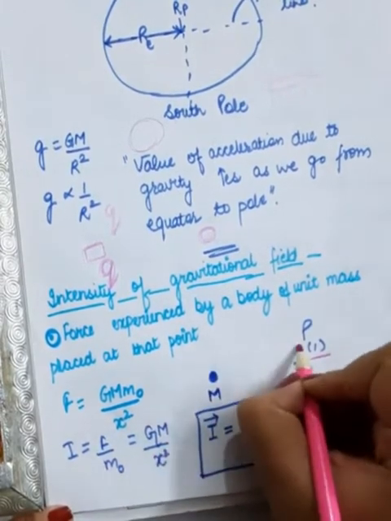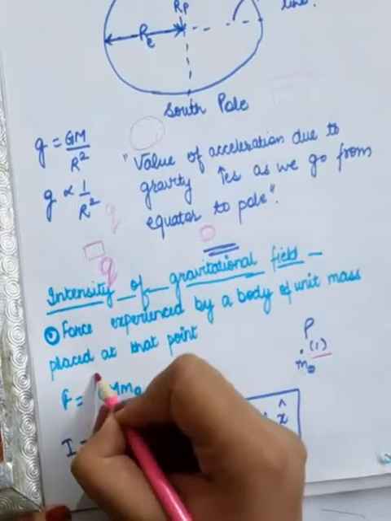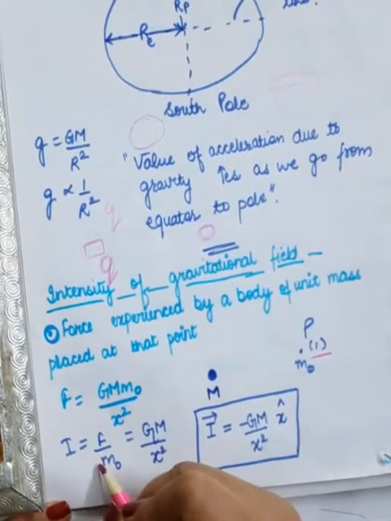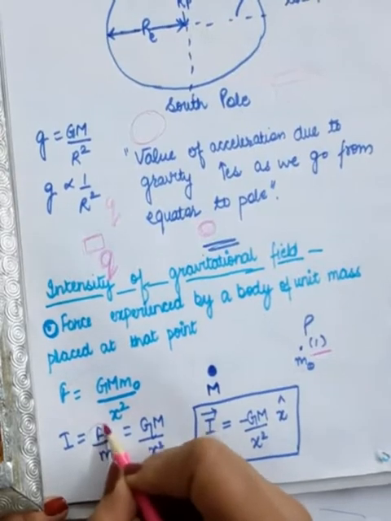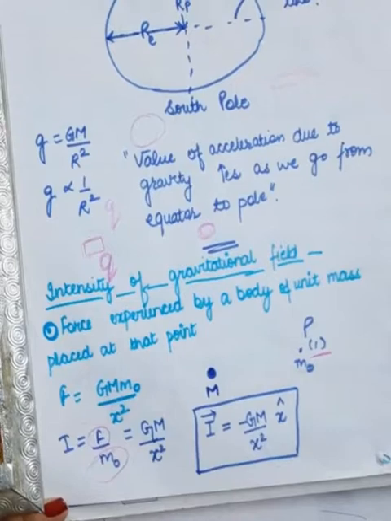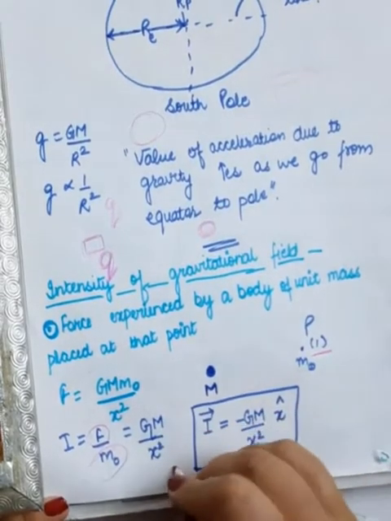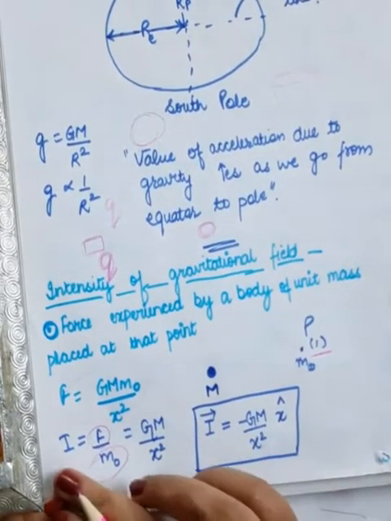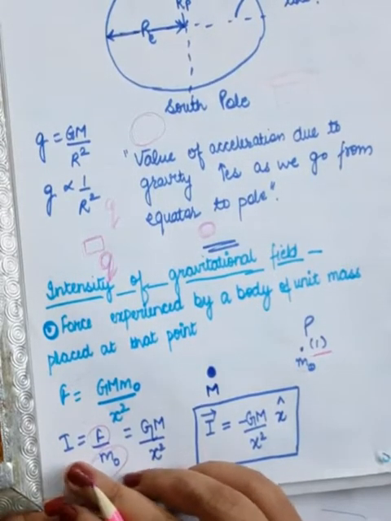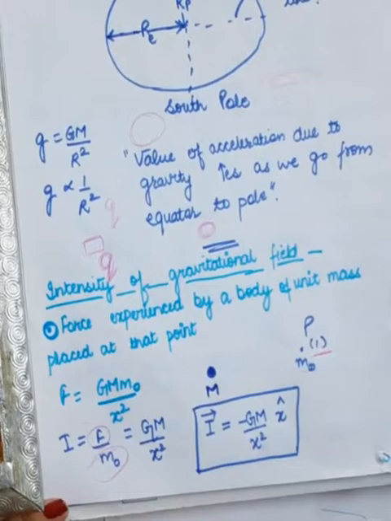So if m naught mass is experiencing this much force, by applying unitary method you can find out the intensity, which is force experienced by unit mass. Divided by the mass, you will get the force. This will become GM by x square, and this is intensity of gravitational field. Remember, intensity of a gravitational field is a vector quantity. It has a direction also.